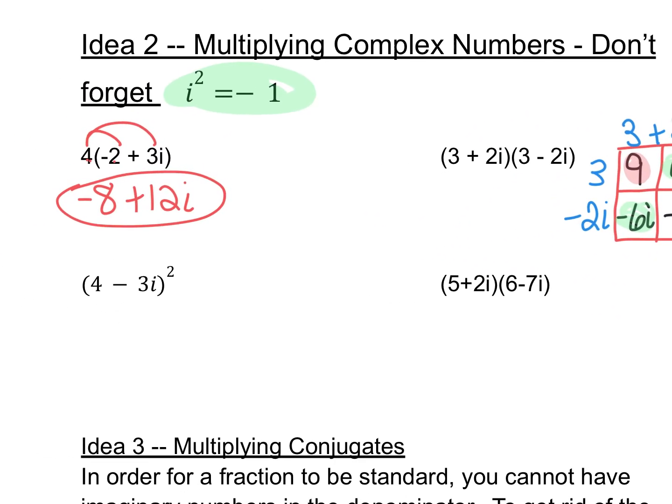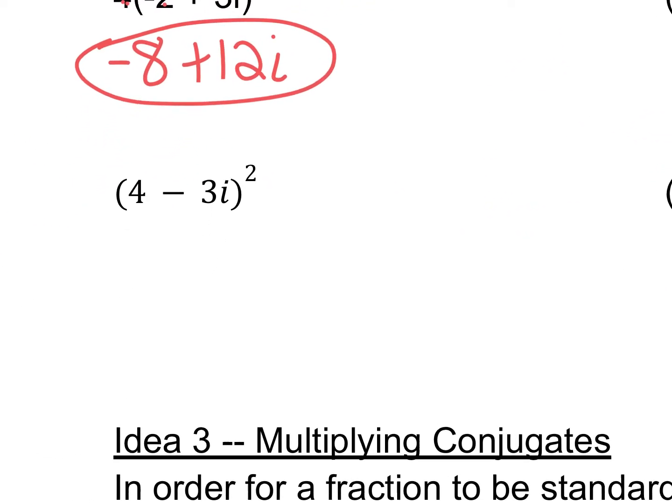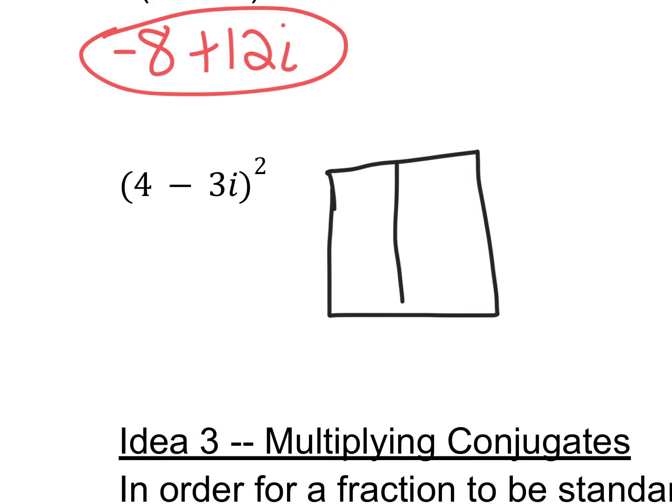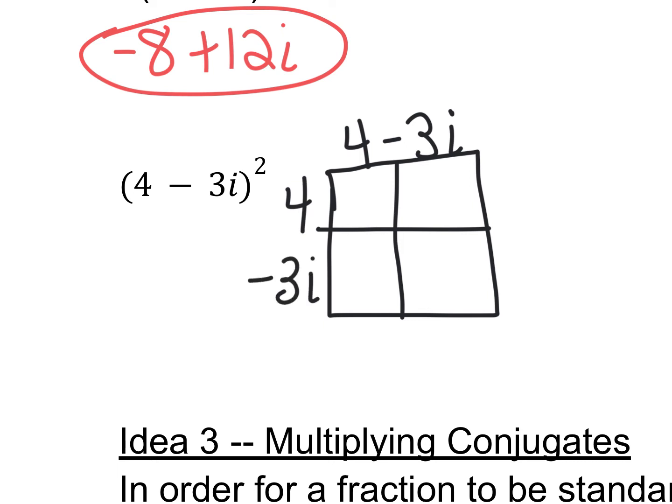Okay, so let's take a look at another one here. This one is 4 minus 3i squared. We do not just try to distribute that. That's a no. We definitely do not just try to distribute an exponent inside of our parentheses. If we are taking 4 minus 3i and squaring it, that means we're going to have to box it out. Okay, so we would have 4 minus 3i across the top, and we would also have 4 minus 3i here on the side. And then we just multiply it.